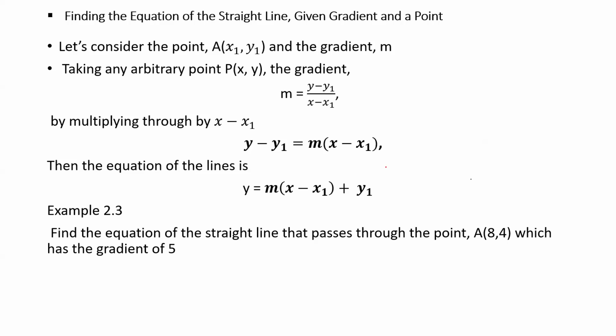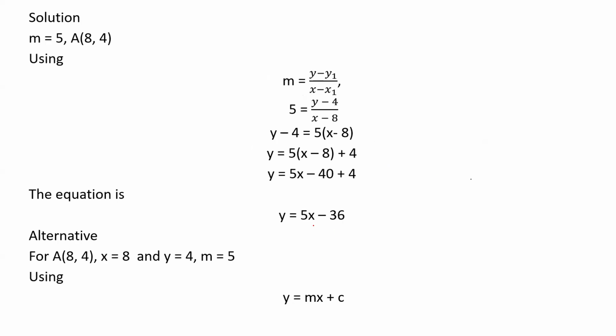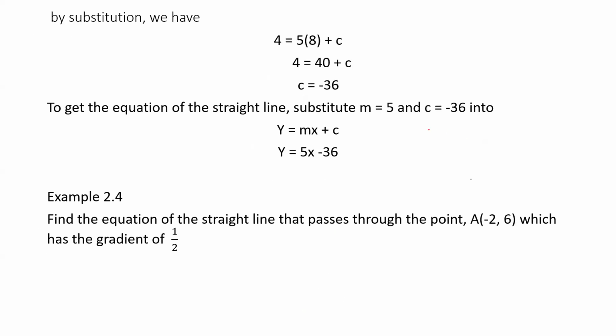No, sir. Okay, so that is the equation. We can use alternative 1. I think we can move on because we have done this over and over. Find the equation of the straight line that passes through the point A, which has the gradient given. You can do this one.